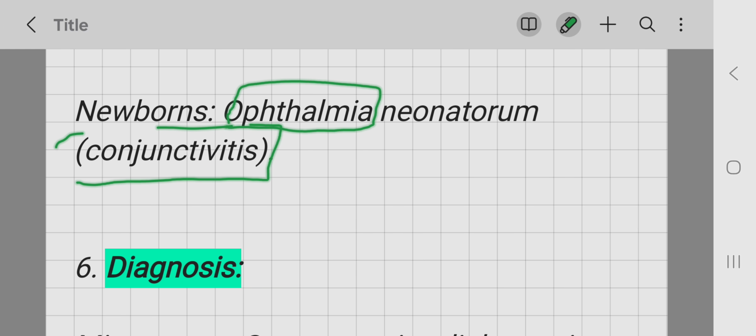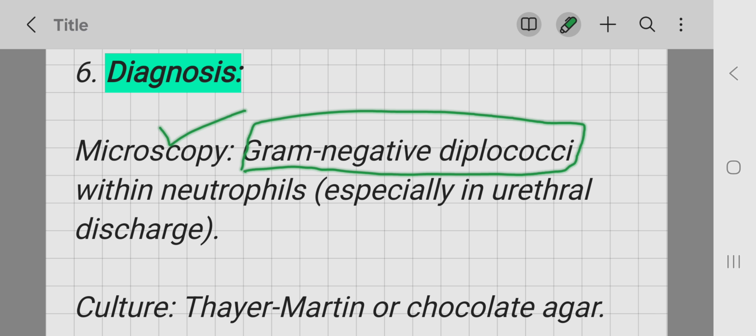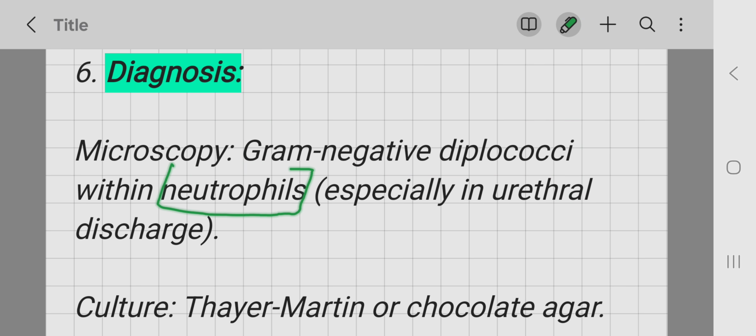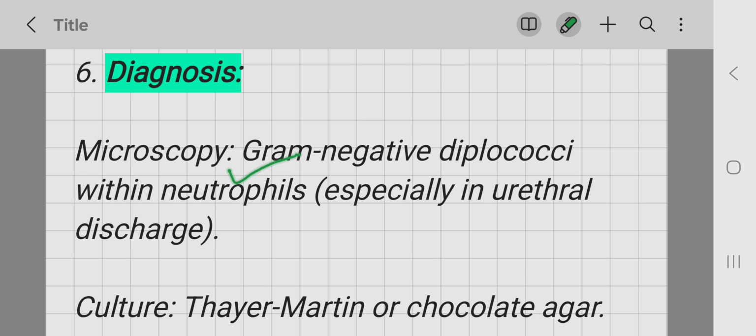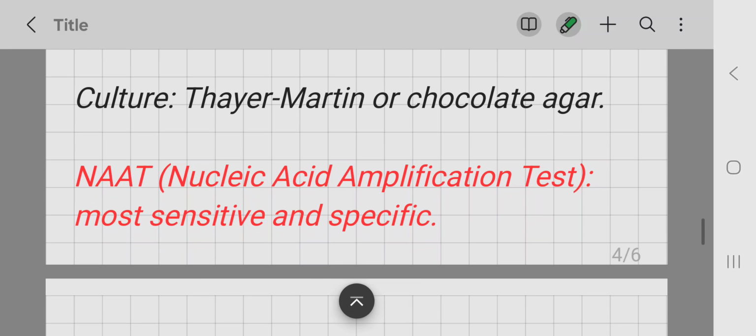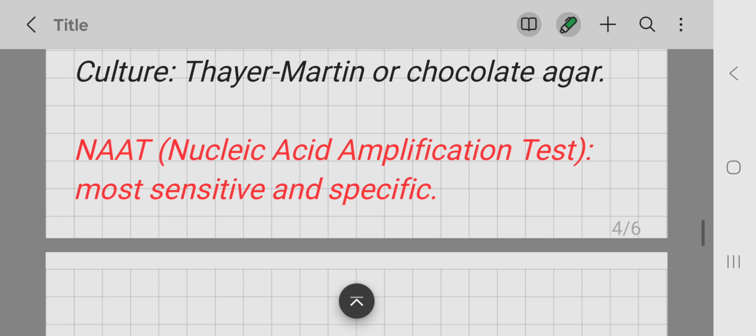It is conjunctivitis. Diagnosis. On microscopy, you will see gram-negative diplococci, which remain inside the neutrophils, especially in the urethral discharge. So when you see the urethral discharge under the microscope, you will see gram-negative diplococci within the neutrophils. Neutrophils are WBCs. On culture, which is done on Thayer Martin or chocolate agar, you will diagnose these bacteria.